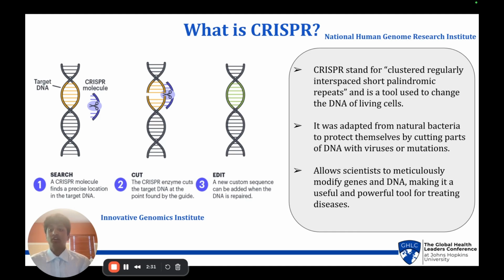As you can see, the images to our left can show the CRISPR molecule as it targets a specific portion of a DNA, and once it finds a precise location of the target DNA, the CRISPR enzyme cuts into the target DNA, and afterward it creates a custom sequence which can be added to the DNA, and it would repair the DNA overall. So that's essentially how CRISPR works and how it can be applied to the sickle cell anemia in order to reduce its symptoms.